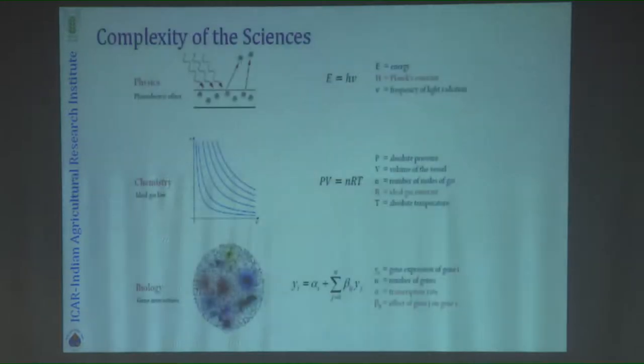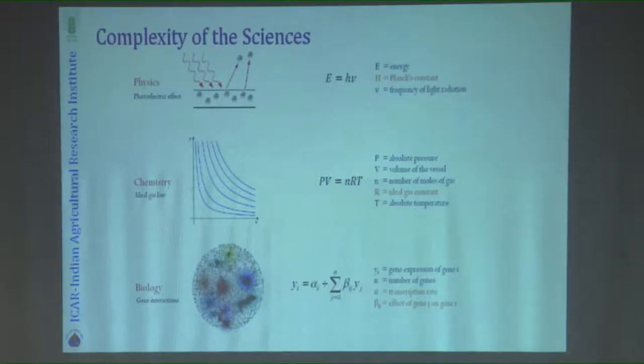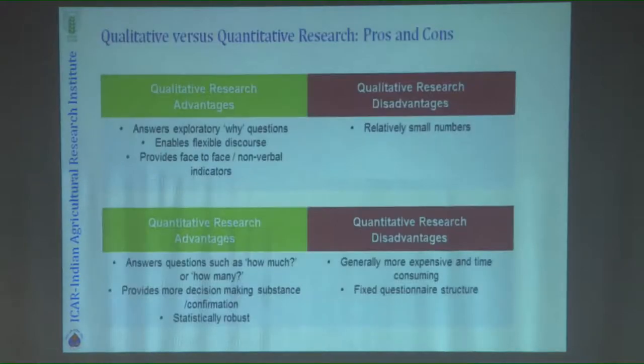But everything is made complex because now we appreciate it beyond physics. When you go to chemistry, we know so many quantitative measurements are required. And again in biology, we now bother about quantitative relationships rather than qualitative relationships. So we need to appreciate the difference between the qualitative observations we make and the quantitative observations we have to make. Qualitative research has some disadvantages, like you can make only a small number of observations, whereas quantitative research gives you decision-making substance or confirmation, and statistically robust values from those studies. But often these are expensive and time-consuming. That's what we are now trapped in.